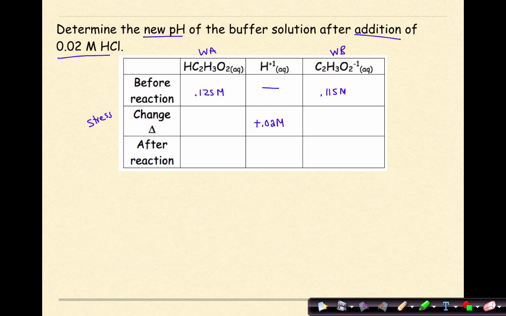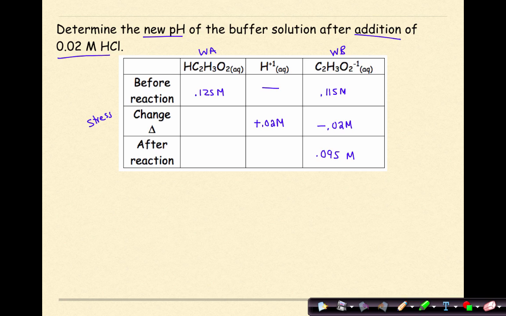So what's going to neutralize the hydrogen ions? Well, that would be the weak base, everybody. So we're going to say subtract from the weak base side 0.02 molar. And we went over the theory at the very beginning of these notes of why it's going to be the weak base. So ultimately here we're going to have 0.095 molar remaining after we subtract the 0.02.